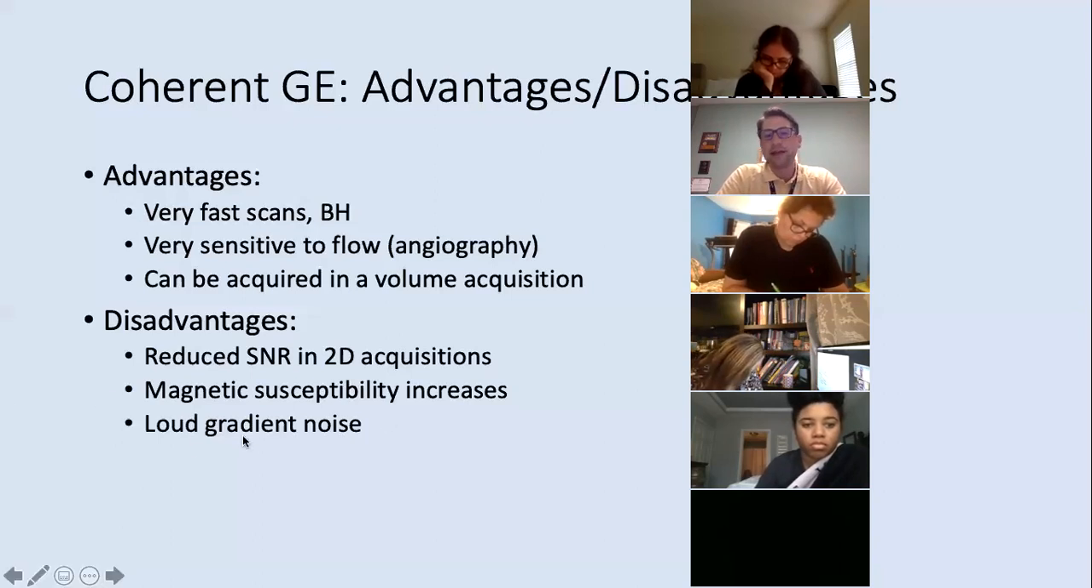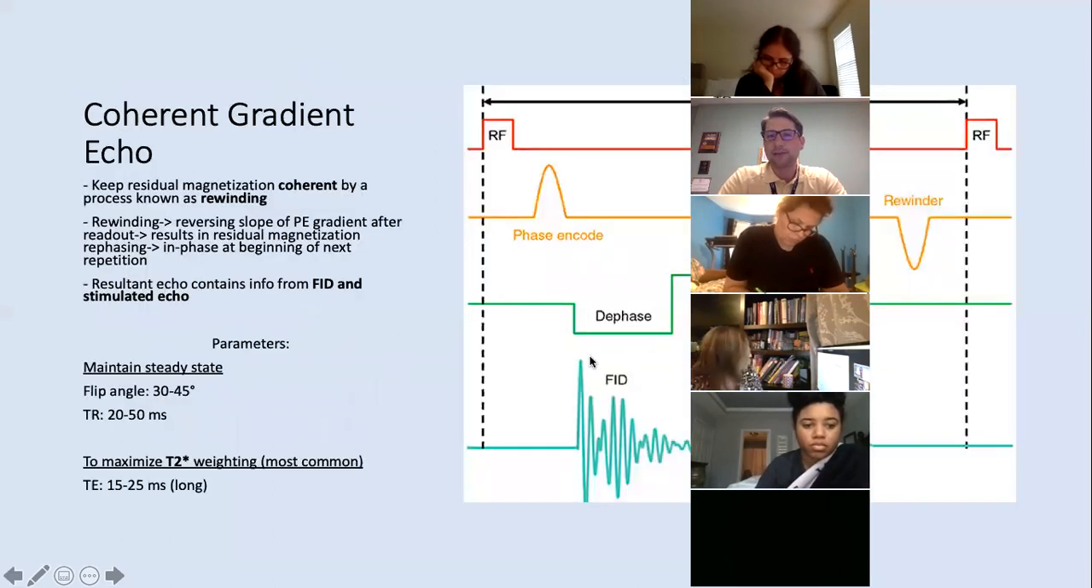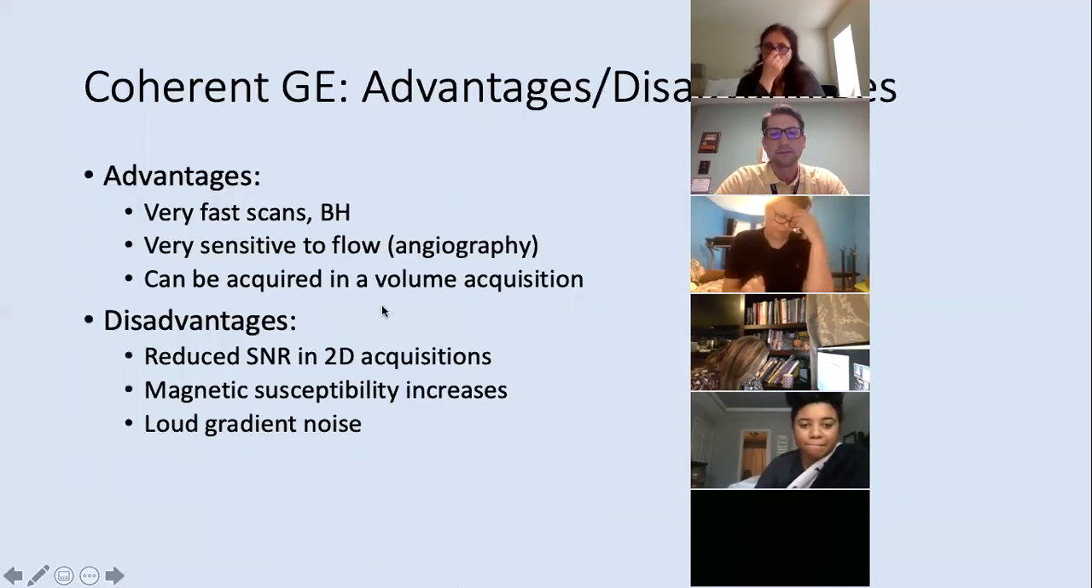And then there are very loud gradient noises because of all these things happening. You're dephasing, you're rephasing. So those gradients are being activated very fast, and usually their amplitudes are very strong. So you'll hear that noise in the machine very loud, a lot of banging. So it's going to be very loud.